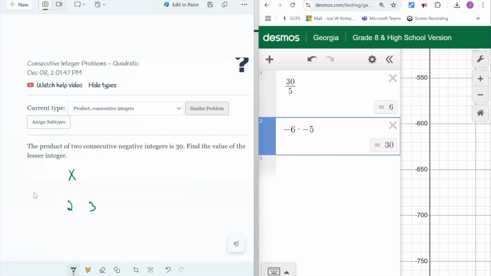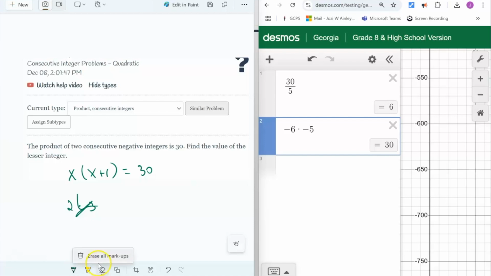Then we have to multiply them together. The next one, if the first one is x, has got to be x plus 1, because it's right next to x. It's 1 more than x. And when I multiply these two together, I have to get 30. Okay, so that's the problem setup.